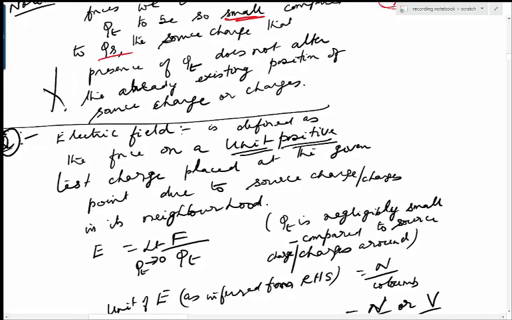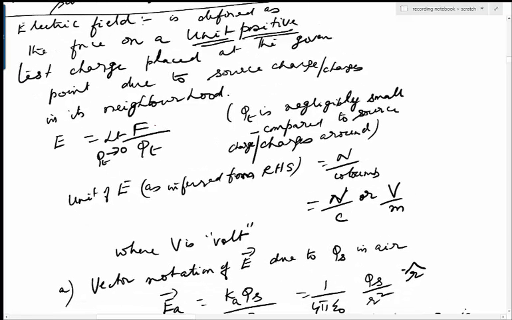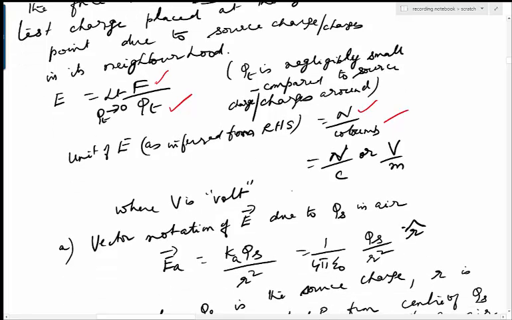Electric field. Electric field is defined as the force on a unit positive test charge placed at the given point of choice due to the source charge or the charges around in the neighborhood. E is equal to the limit of F by Qt as Qt tends to 0. The unit of E, as seen from the right-hand side, is Newton per Coulomb, because F stands for Newton and Qt stands for Coulomb. It can also be told later as V by meter, volt per meter, where V is volt. The definition of volt and other things will come in the next session.